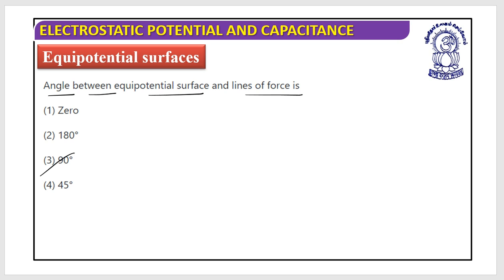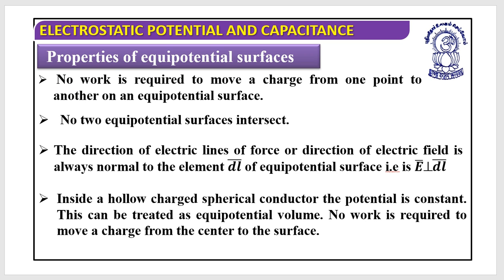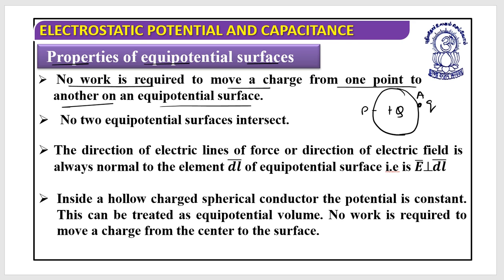So before we go to the next numericals, let's first check certain properties of equipotential surfaces. First, no work is required to move a charge from one point to another on an equipotential surface. This we already did in the practical. If you remember the previous questions, the first question had this q and this q. If I shift it from A to B, my work done would be 0, because this complete surface is equipotential, and as the surface is equipotential, we do not need to perform any work to move this charge from location A to location B.